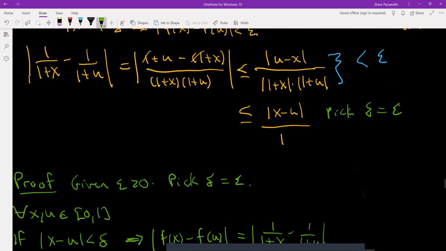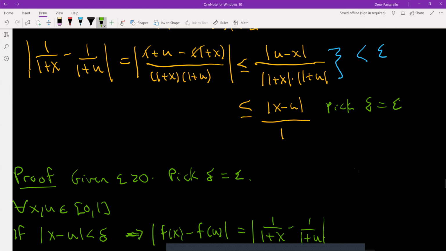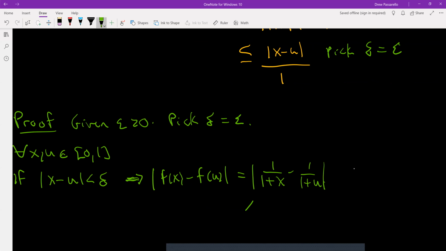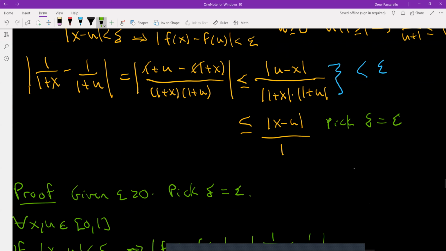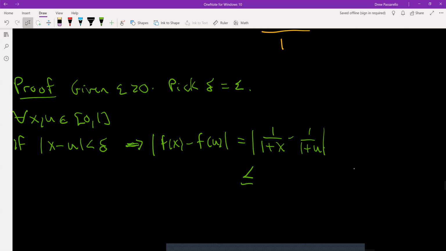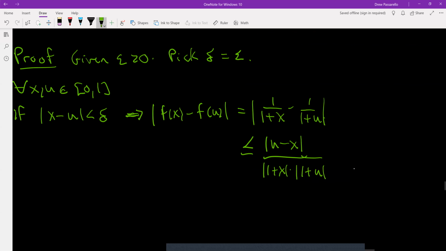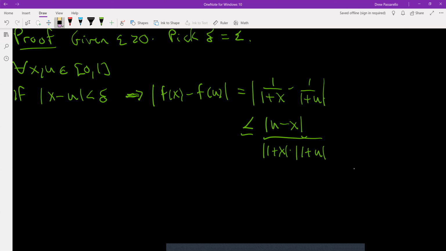And we did some algebra, and we got this whole thing to be less than or equal to the absolute value of u minus x, divided by the absolute value of 1 plus x times the absolute value of 1 plus u. Make these absolute values a little bit more obvious.